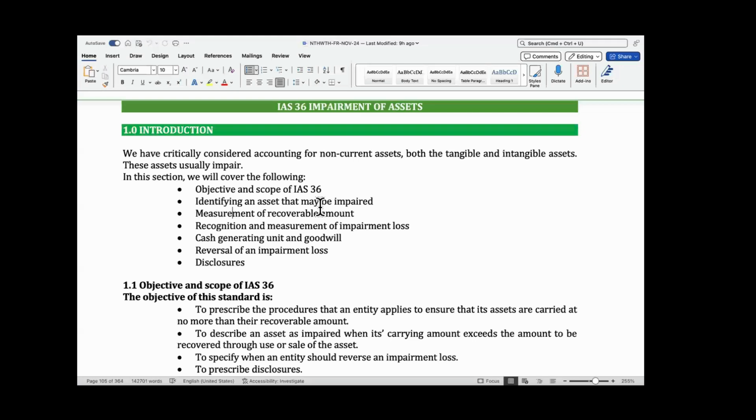Today we are going to be starting a fresh topic. Of course, another accounting standard. And this standard is IAS 36, which looks at impairment of assets.